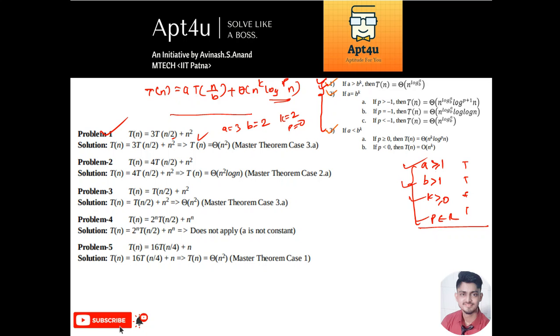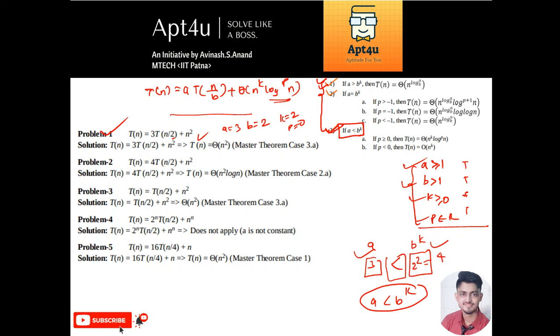Now we will quickly check the value of a and b^k and compare them. a here is 3, and b^k is 2², which is equal to 4. So you are comparing 3 and 4. You will find 3 is less than 4, which means a is less than b^k. So if a is less than b^k, we will directly jump into the third condition.